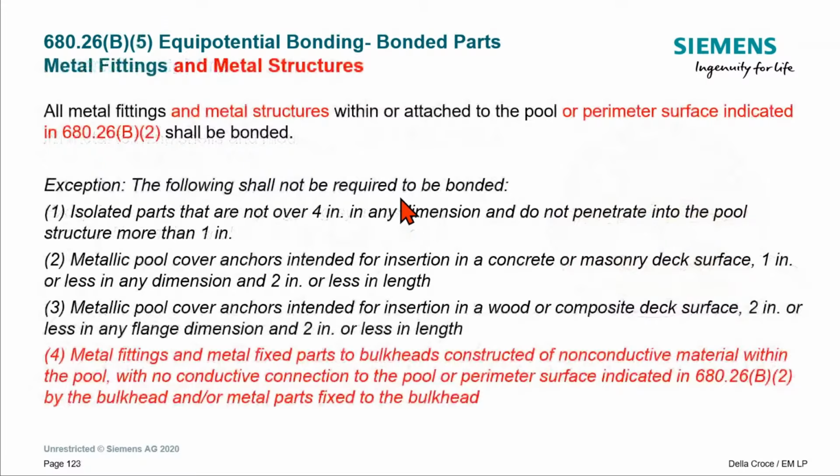All right, 680.26(B)(5). We're talking now about the bonding of metal fittings and metal structures. The red language here is new stuff in the 2026. All metal fittings and metal structures within or attached to the pool or perimeter surface indicated in 680.26(B)(2) shall be bonded. When we talk about B2, that's all the perimeter surface.